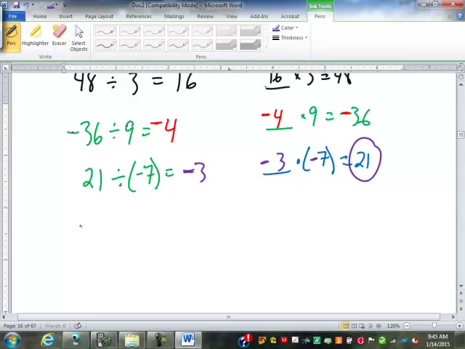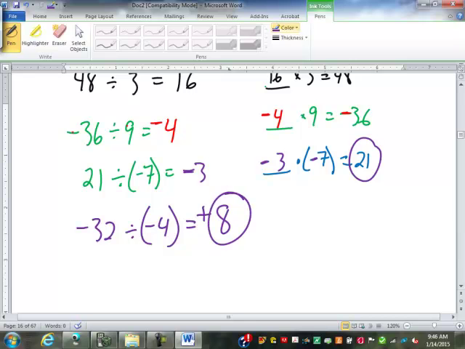And of course, negative 32 divided by a negative 4. Anybody want to venture a guess? First of all, what's 32 divided by 4? 8. A negative divided by negative, anybody want to guess? Is positive. Good. So those are the rules for negatives. That's how we work with negatives.